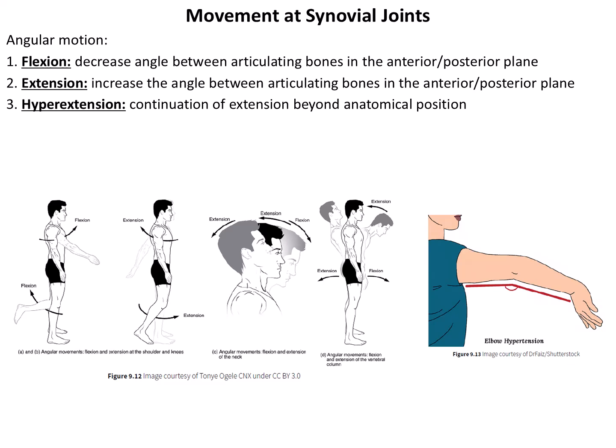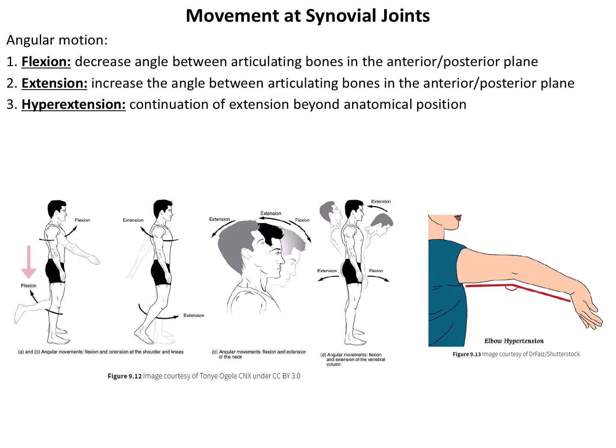The last part of this chapter deals with movement at synovial joints, and although you may feel silly doing this, the best way to learn it is to practice these movements. You want to start by standing in anatomical position. From this position, if you bring your arm out toward the front of your body, that is flexion. And if you take your arm back to the anatomical position, that is extension.